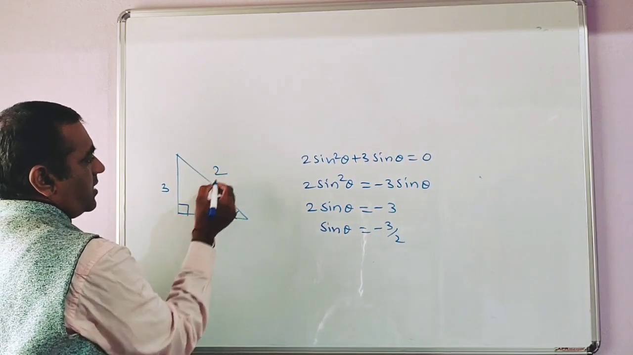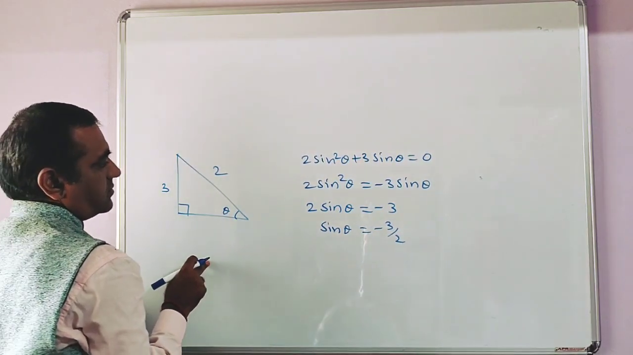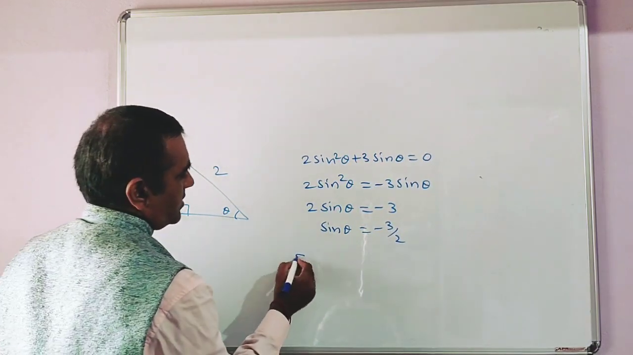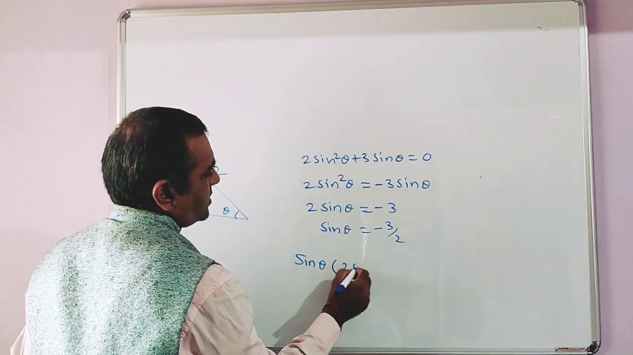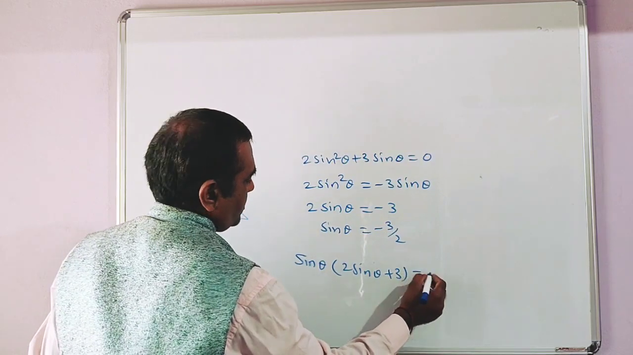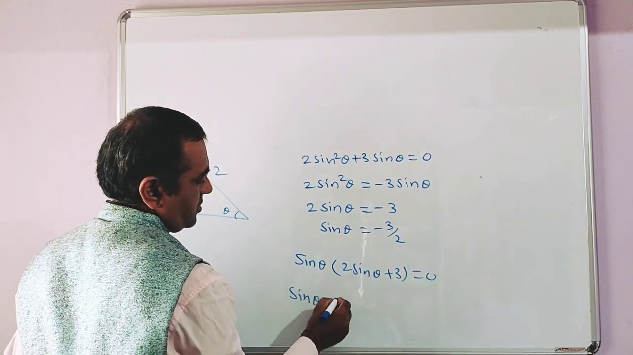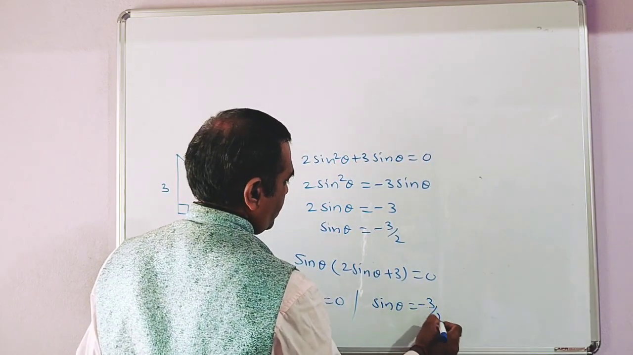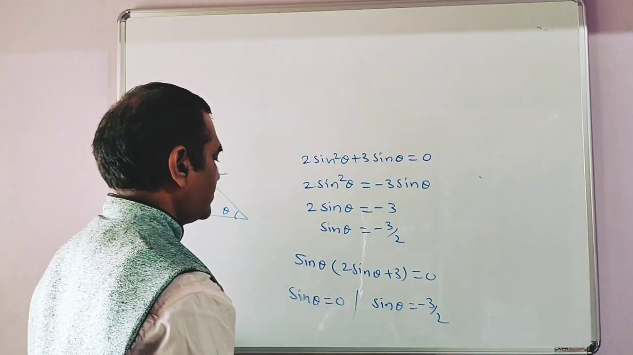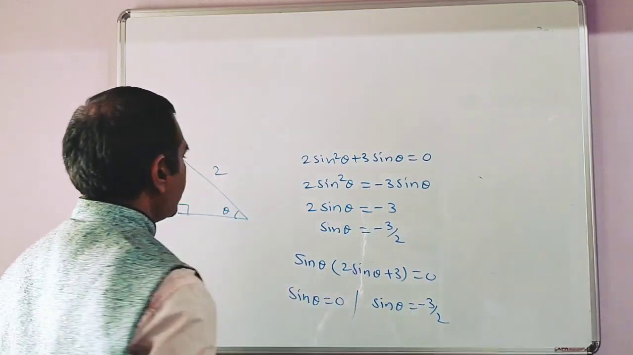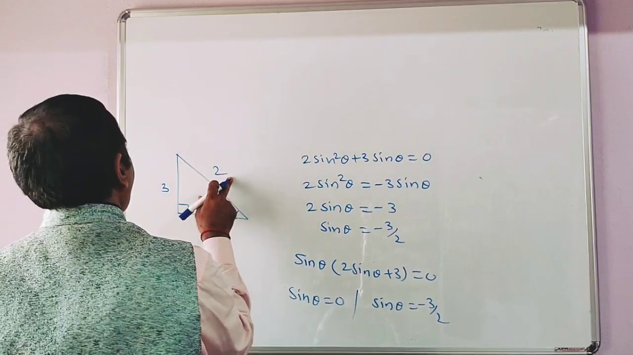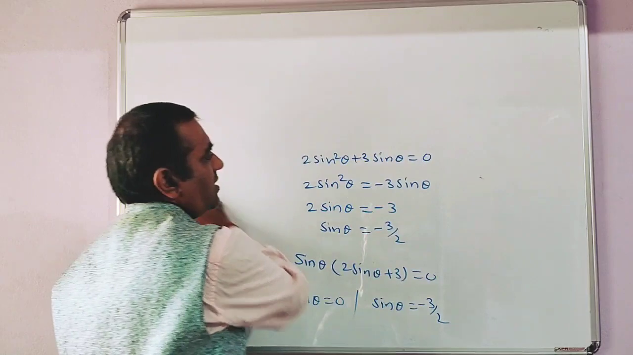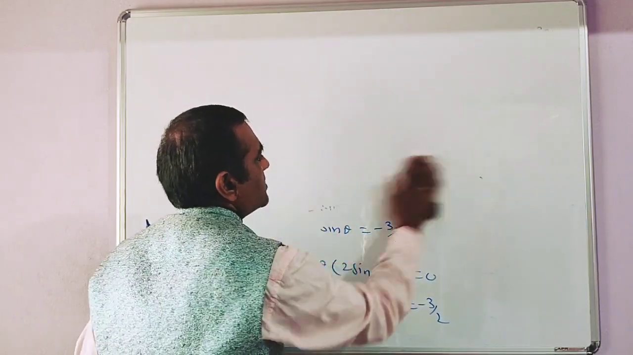Opposite upon hypotenuse. Is that clear? Now what will happen to this? Sin theta in bracket 2 sin theta plus 3 equal to 0. Sin theta is equal to 0 or sin theta is equal to minus 3 by 2. Then what about cos theta? You cannot find it like this. Then you have to find it out some other way.